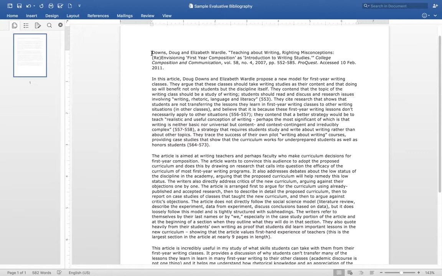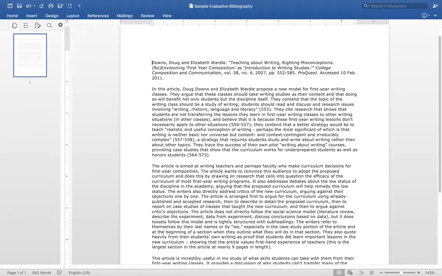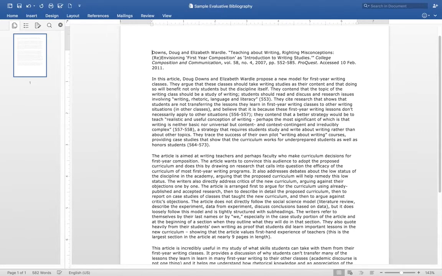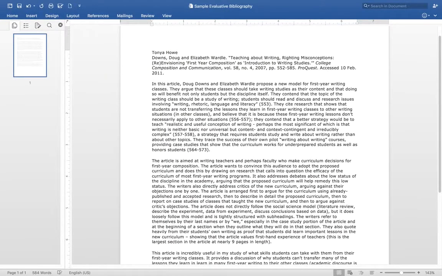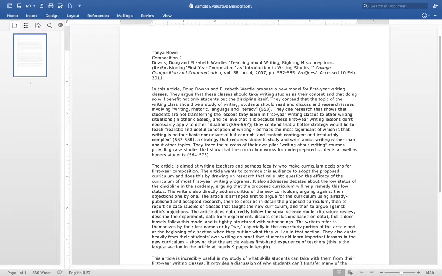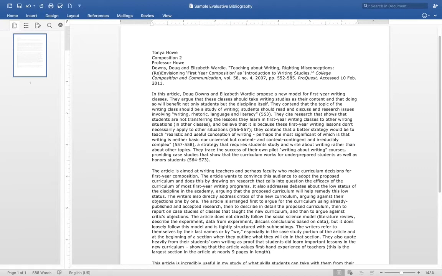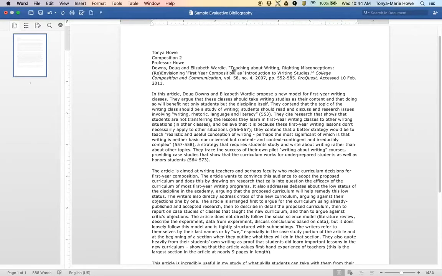Now remember, this should be formatted according to MLA style, and MLA 8 has just come out, so some things will look a little bit different, okay? But basically, the structure will look like this. You have your name, okay? You have the class, you have the professor, okay? You have the date, okay? What's today's date?